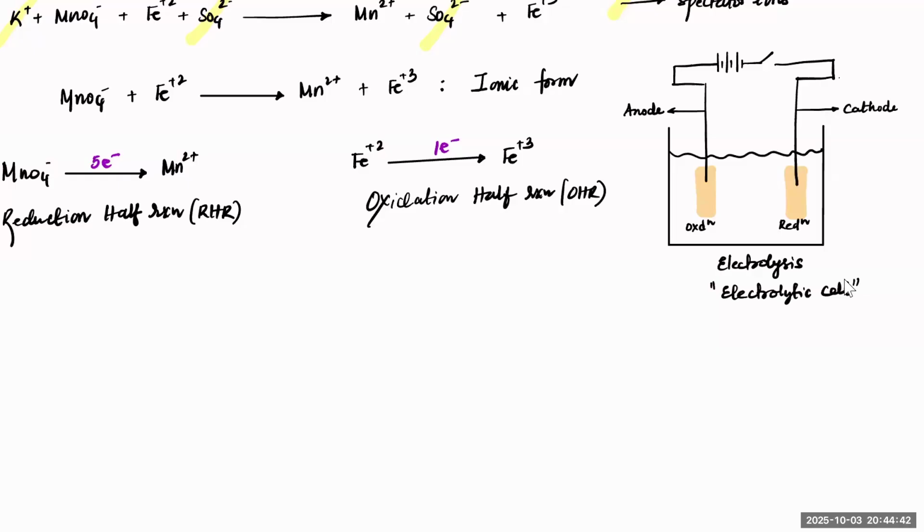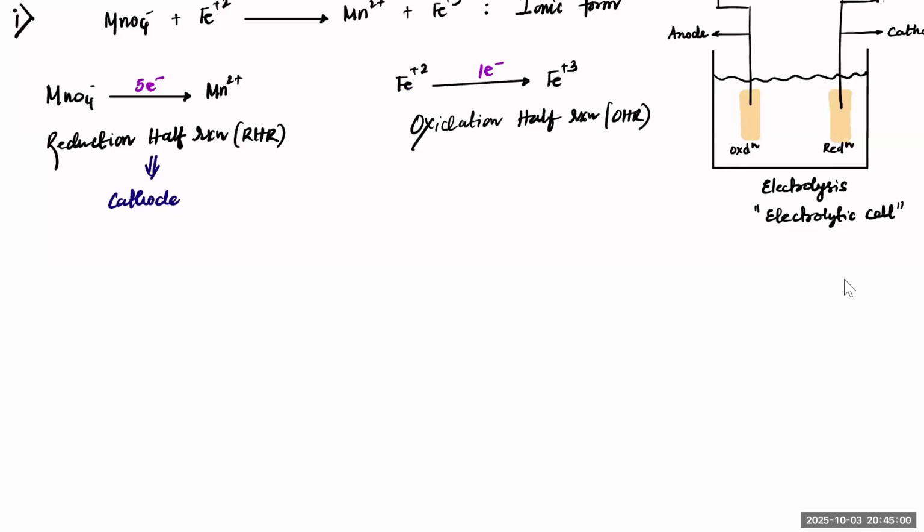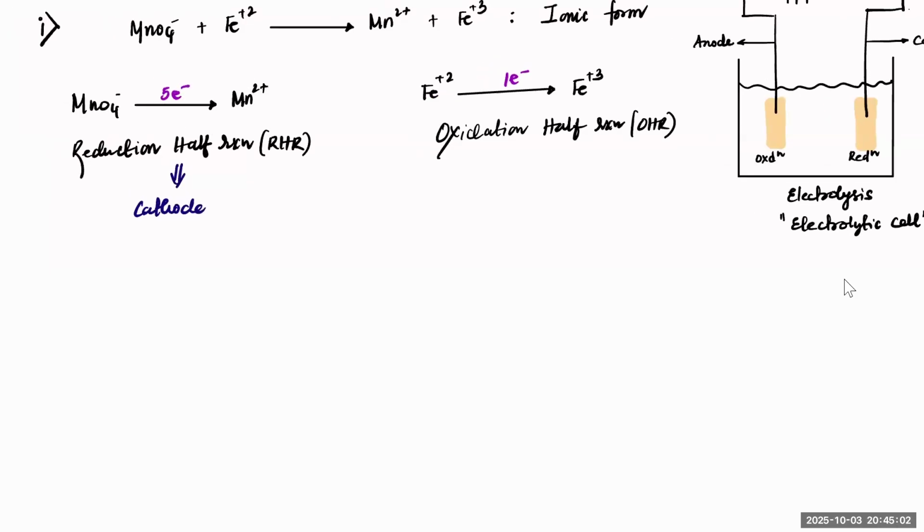Clear, everybody? So when I'm writing RHR, where will it happen, beta? RHR happens at the cathode. And at the cathode, what is happening here? Reduction. So just keep that in mind. And at the anode, oxidation will always take place.